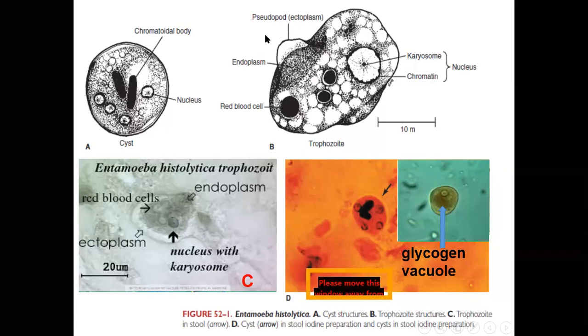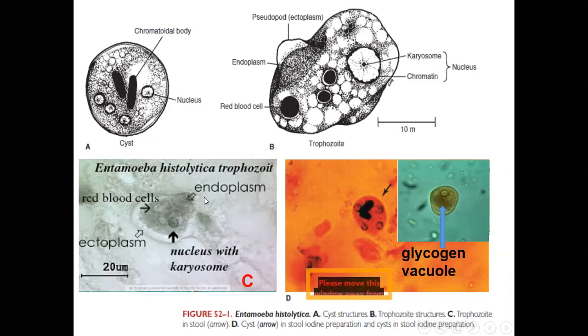These are the ectoplasm, part of the ectoplasm. The endoplasm is the inside. So we can differentiate between the ectoplasm and endoplasm. And we said it contains ingested RBC. These are ingested RBC. This is the nucleus. This is the central karyosome. The chromatin around the nucleus is fine and regular.